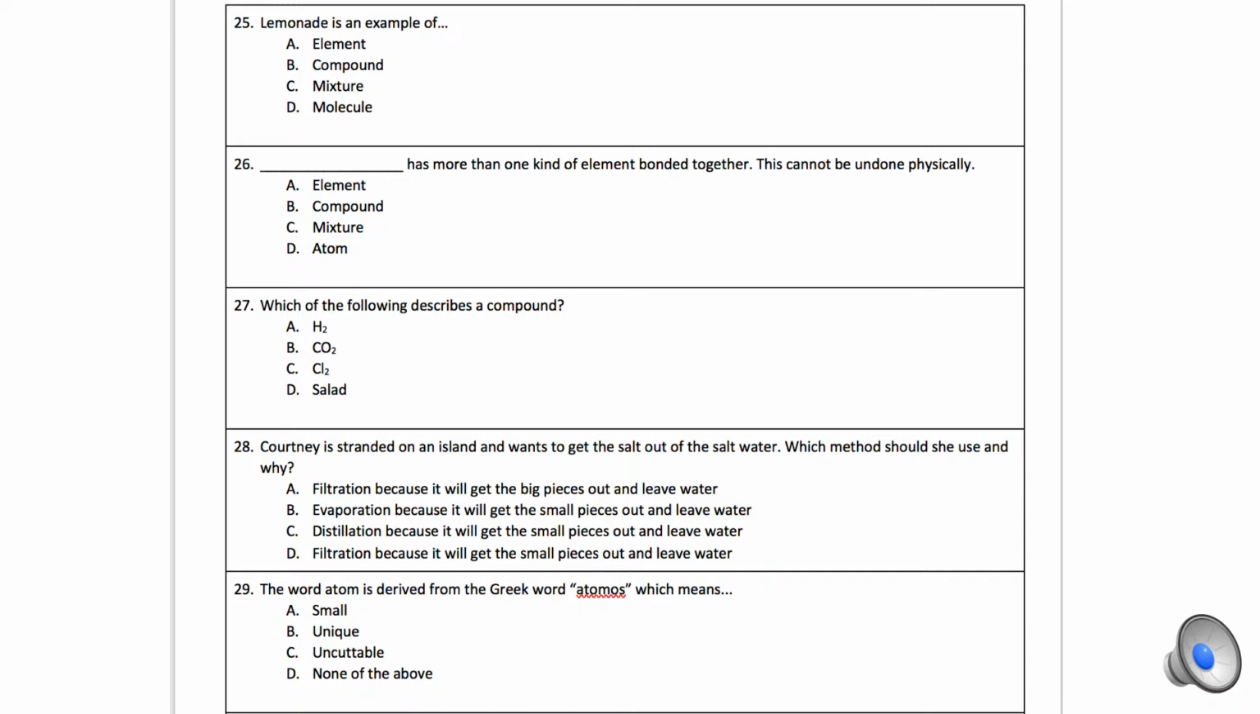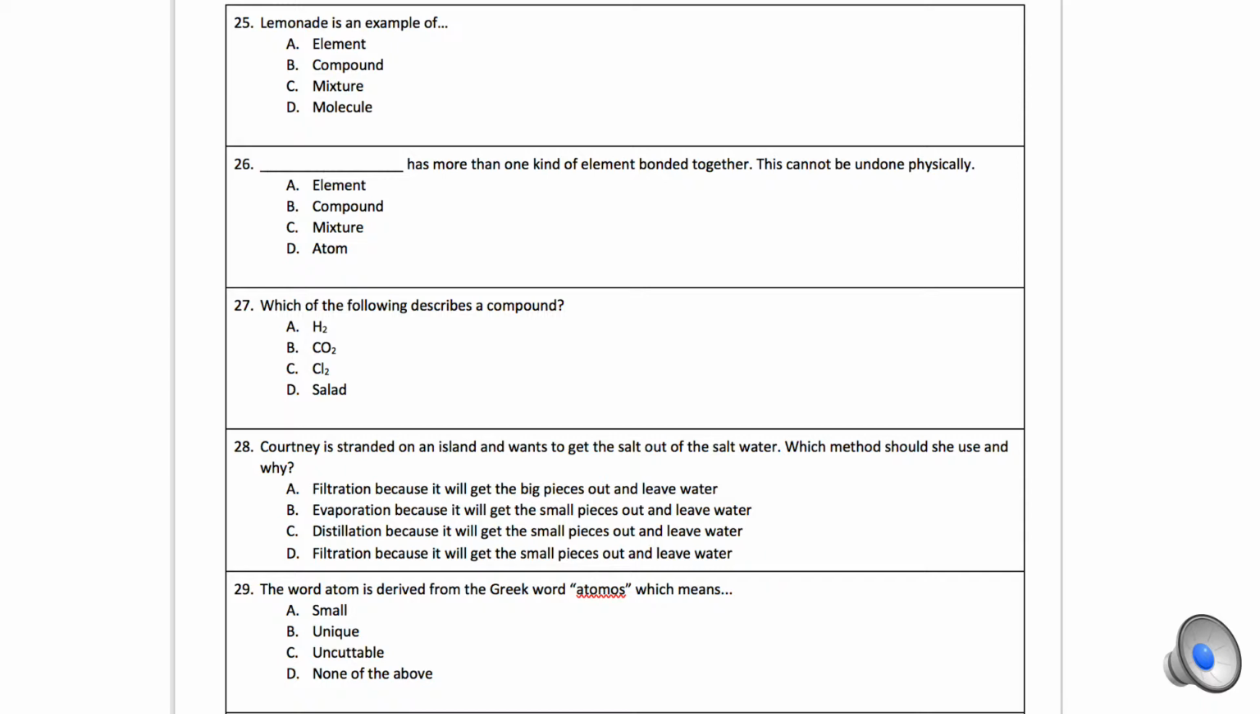Number 25. Lemonade is an example of A, element, B, compound, C, mixture, or D, molecule. Number 26. Blank has more than one kind of element bonded together. This cannot be undone physically. A, element, B, compound, C, mixture, or D, atom.